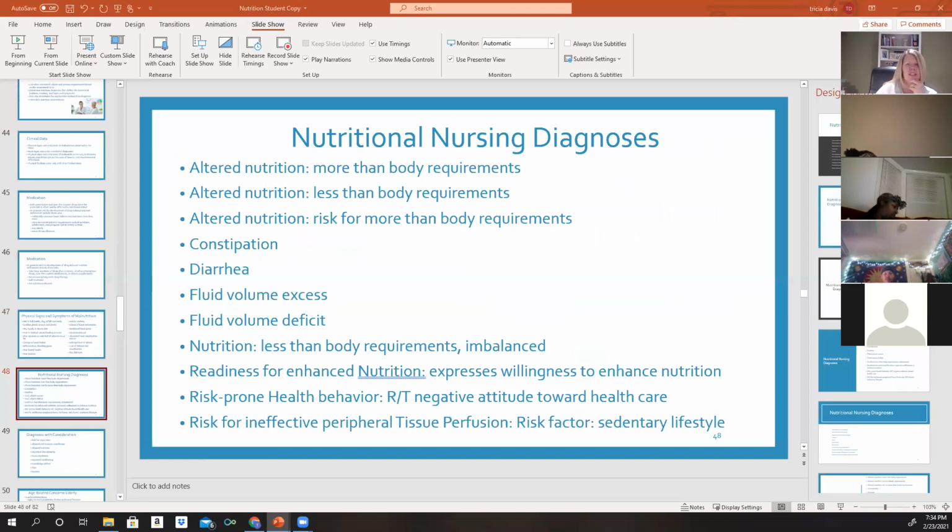So what are some nursing diagnoses? I'm not going to read over all these, but you guys can take a look at these. You can find all these in your nursing diagnosis book.